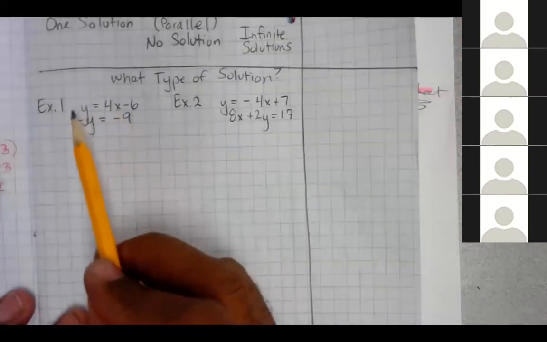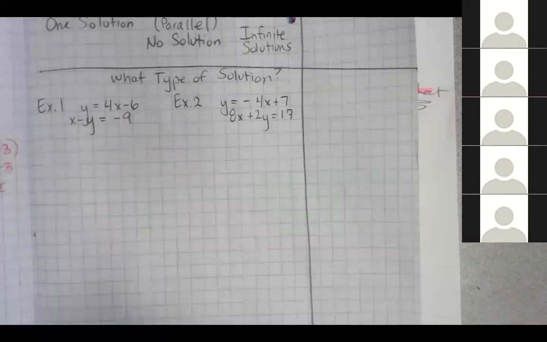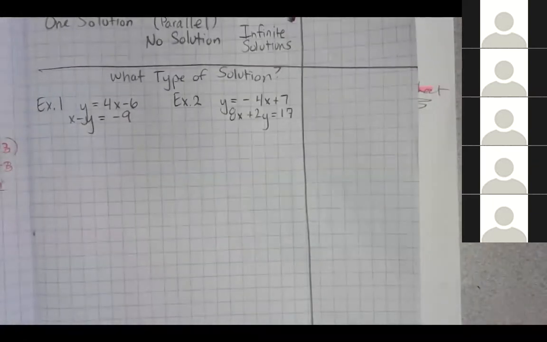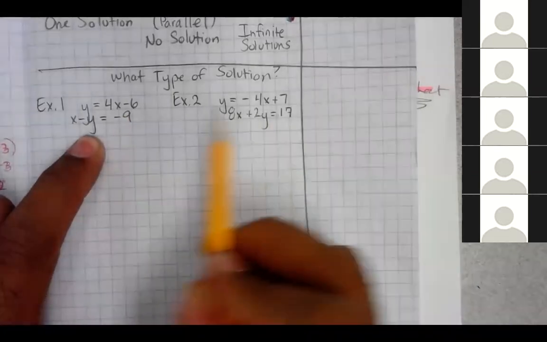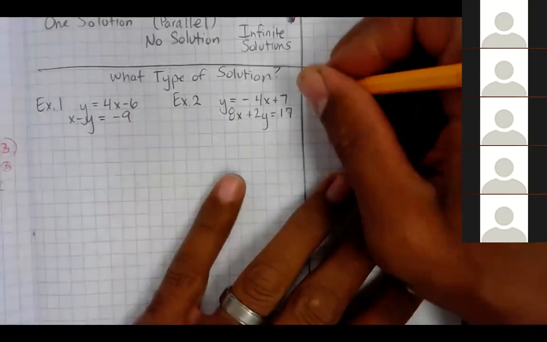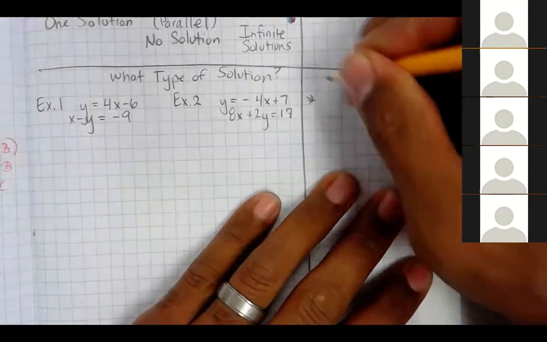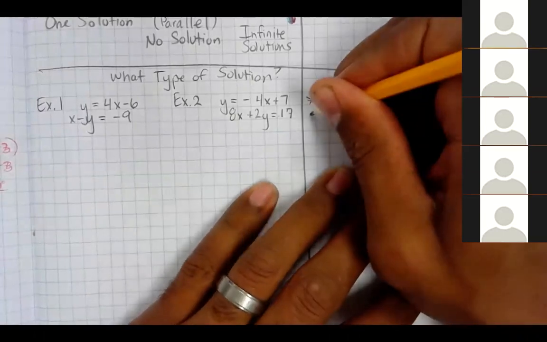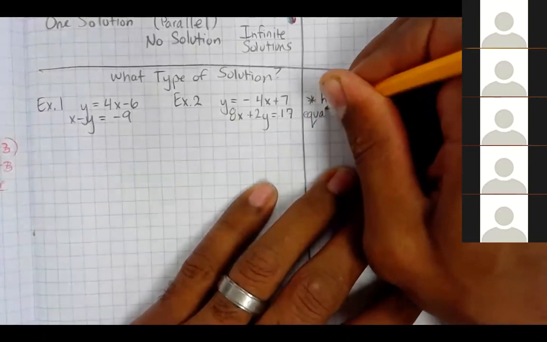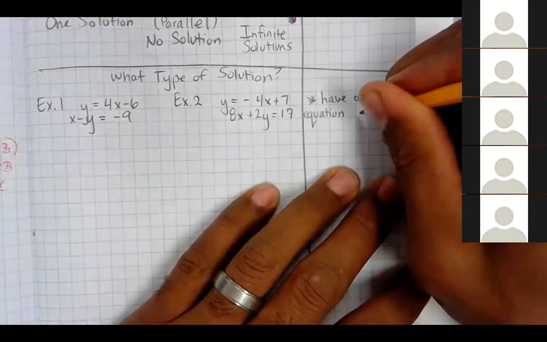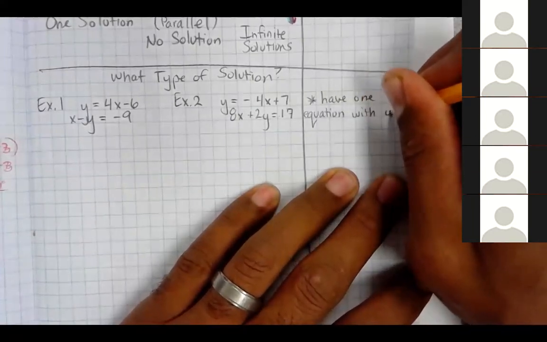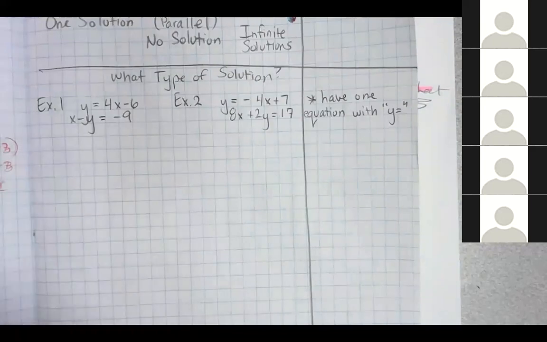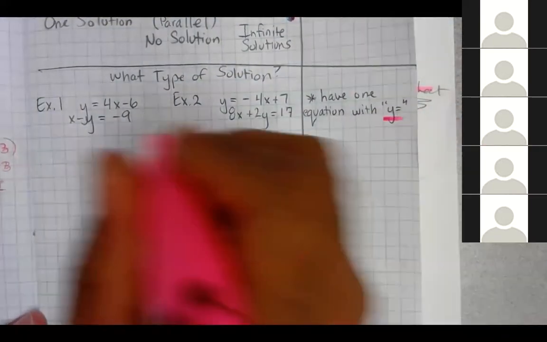All right, so here we're just basically going to solve the equation, and that's going to help us determine the type of solution, but we're not going to solve it all the way through because we don't need to solve it all the way through to figure out the solution, okay? So starting with these two equations, they both have one equation with y equals.